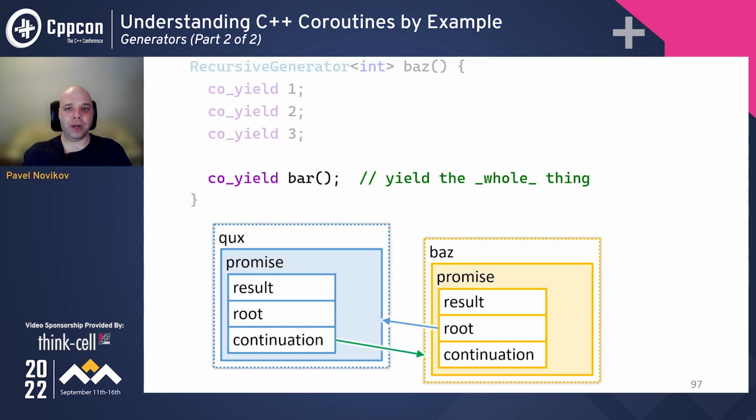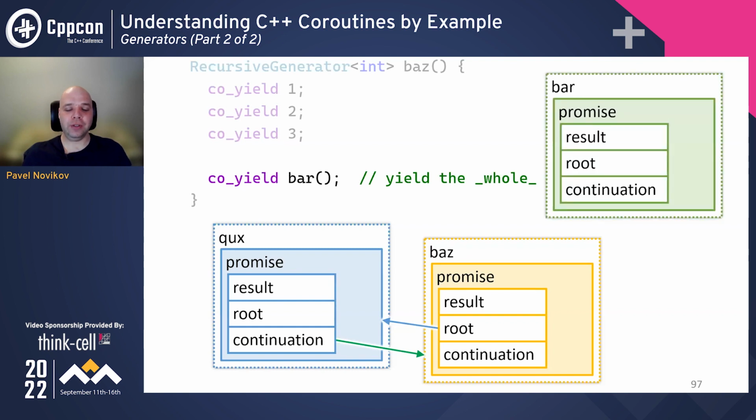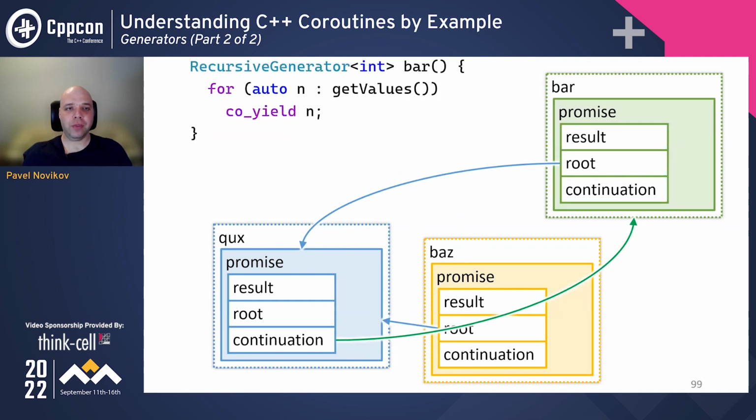Here we construct a new generator, in this case bar. Coroutine frame for this generator is constructed. We have to set the root to our outermost cooks generator, and we have to reset our continuation from bus to bar. So the next value that we ask will be from the bar generator. So we ask some more values. We get to bar generator.